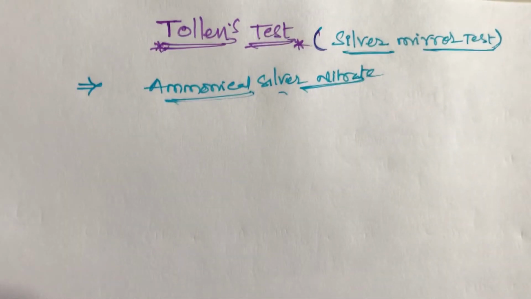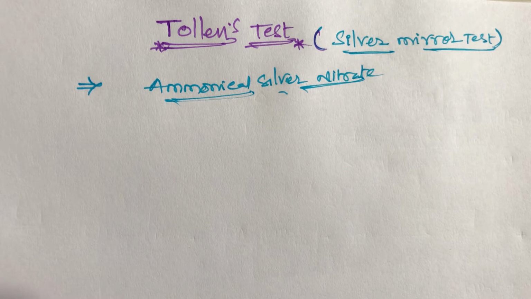Hi students. Next topic is the Tollens test, or silver mirror test. What is the use of the silver mirror test or Tollens test? It is the identification of aldehydes. This is the test for aldehydes, that is aliphatic aldehydes and aromatic aldehydes.